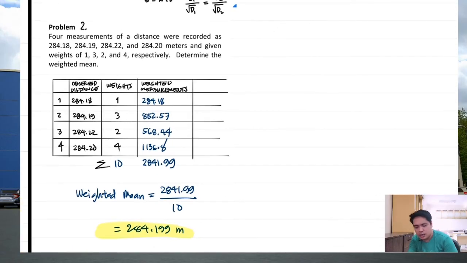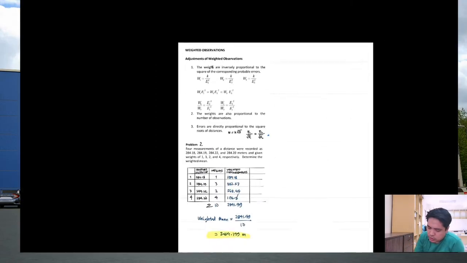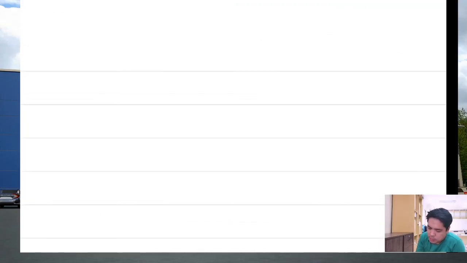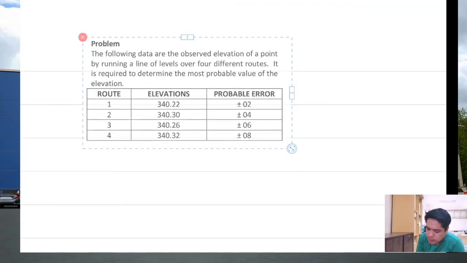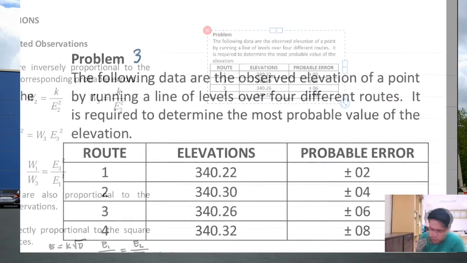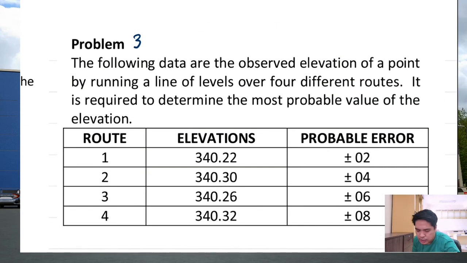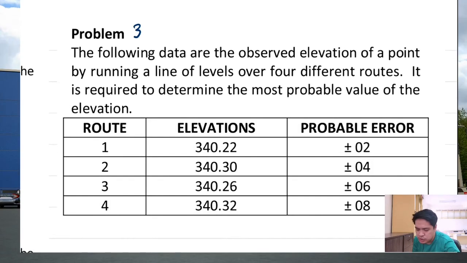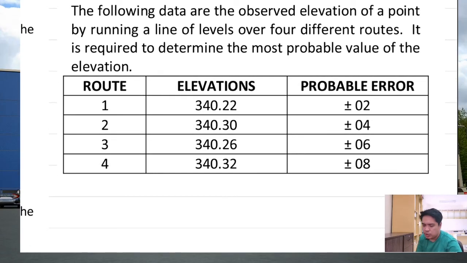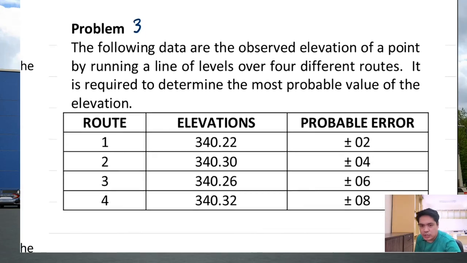Okay. So that's our problem 2. So let's proceed to another problem. Problem 3. So this is our problem 3. The following data are the observed elevation of a point by running a line of levels over 4 different routes. It is required to determine the most probable value of the elevation.